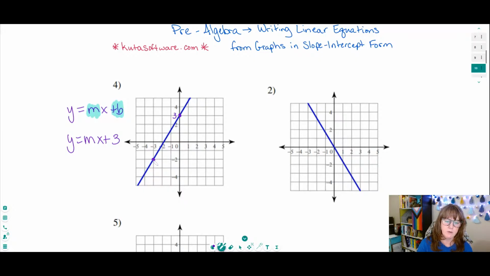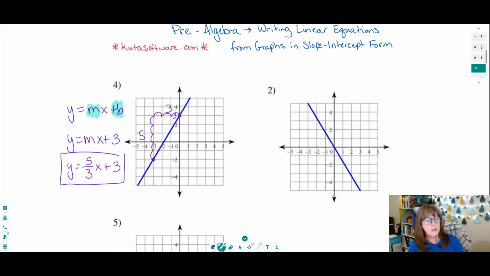And then for our slope, we can just simply count. How many units do we need to rise up? And then how many units do we need to run over? For the rise, we've got 1, 2, 3, 4, 5. For the run, we've got 1, 2, 3. So then our slope is 5 over 3, so y equals 5/3 x plus 3. We don't need to simplify anything. That's already simplified as much as possible, and we are going to leave it as an improper fraction.